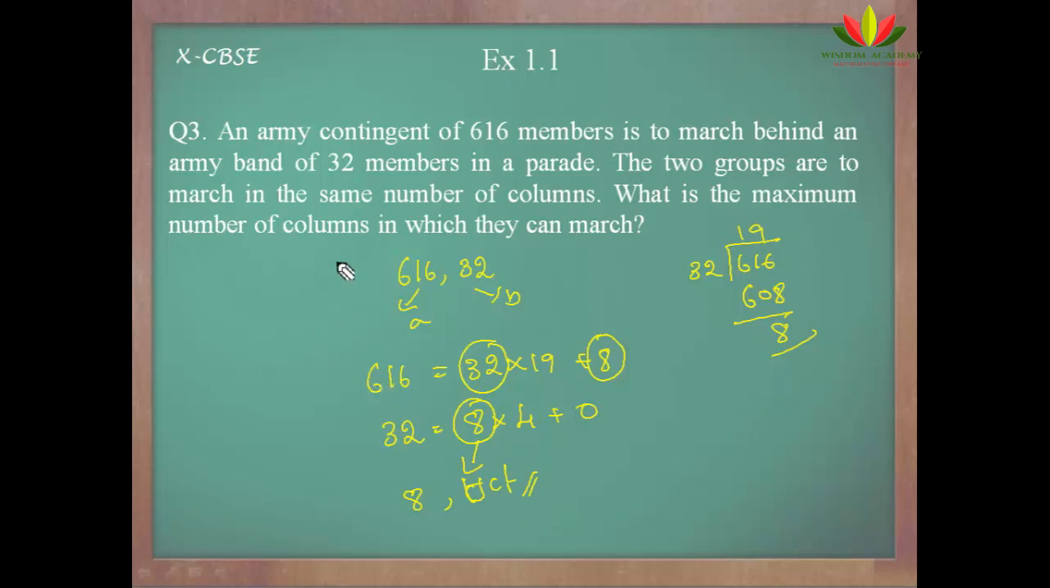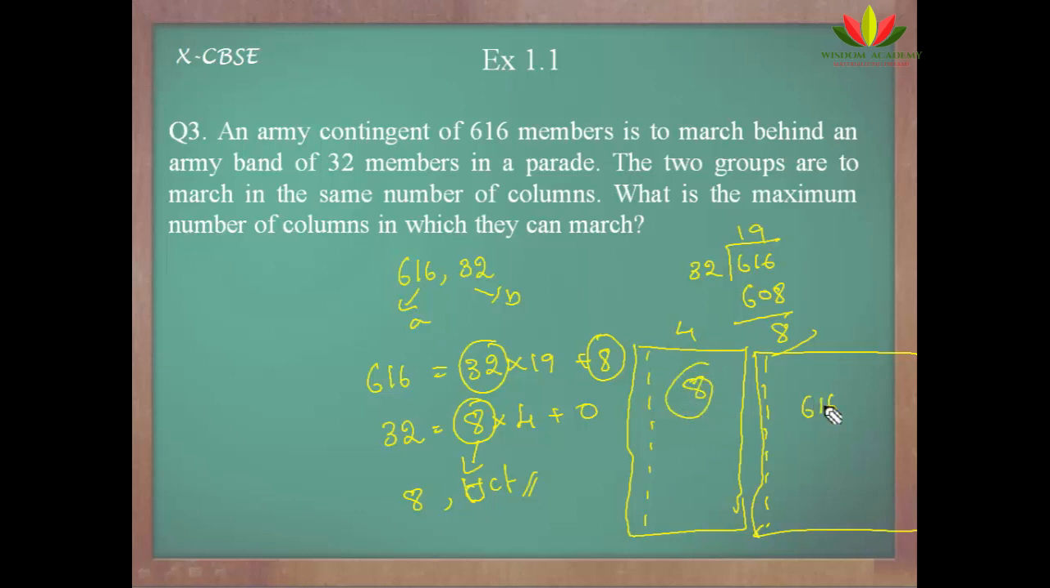Now we can go once again to the sum. It means that I can make 8 persons in a row. The first ones will be my military band. Similarly, the remaining will be my 616 members. They also will stand in 8 per row. So this is what we were able to find. So 8 is the number in which my military band and military people have to stand for a parade.